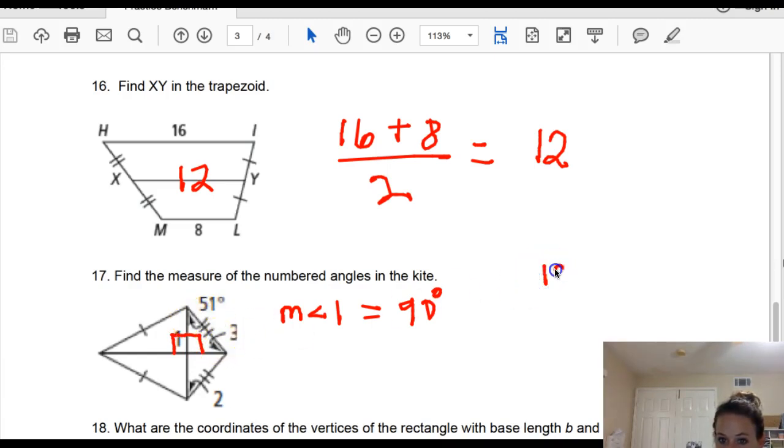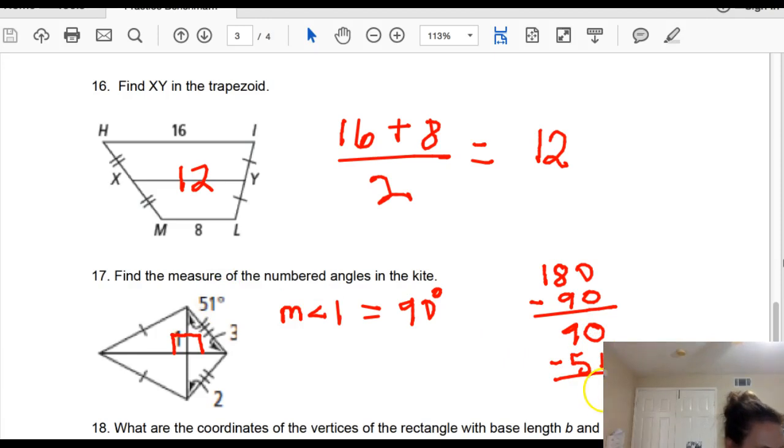I just go 180 for this little triangle here, and I subtract off 90, which is going to give me 90 left. And then I subtract off 51. Let's see, 90 minus 51 is 39. So the measure of angle 3 is 39.